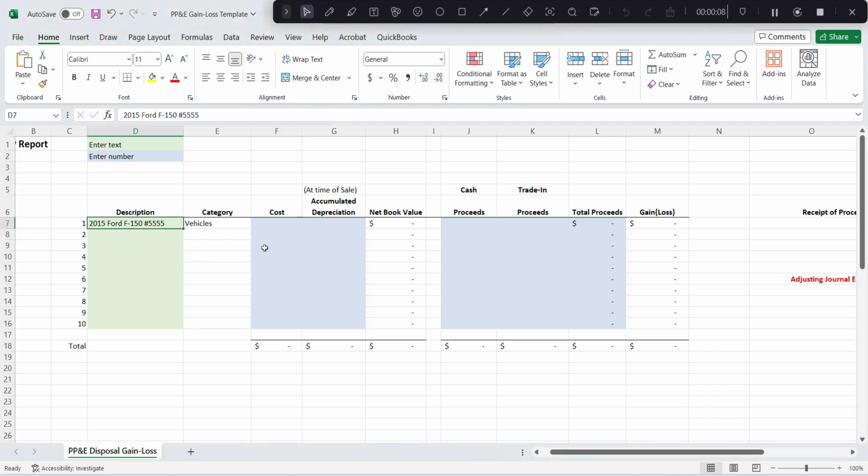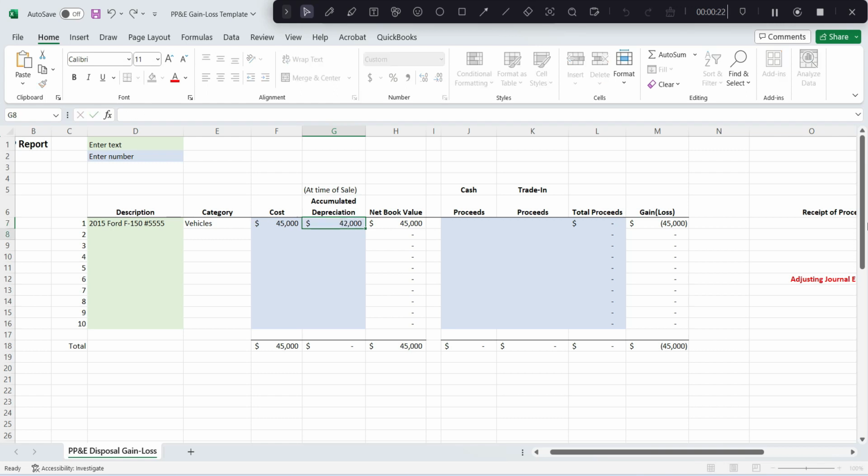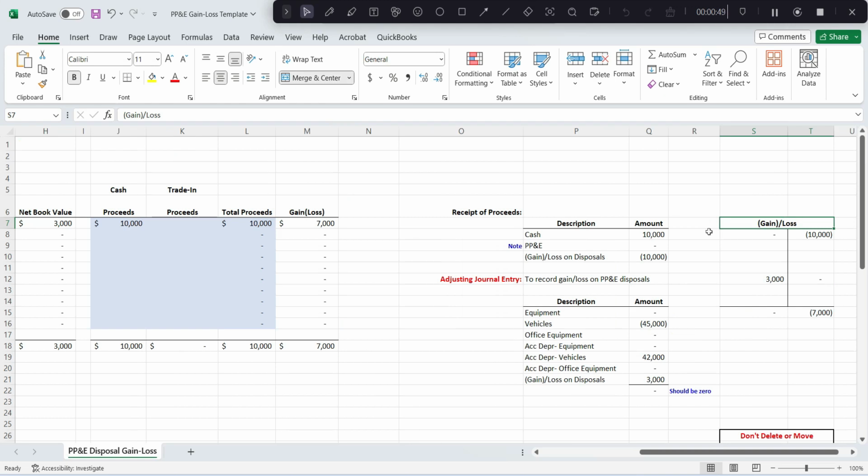You're disposing of your 2015 Ford F-150. Original cost of $45,000. Accumulated depreciation through the time of sale is $42,000. Net book value of $3,000. That's just simple subtraction here: $45,000 minus $42,000. Cash proceeds: we received $10,000 for that truck. Gain/loss: $7,000. That's the proceeds minus the net book value. That's $7,000. Let's get into the important part here, the journal entry.